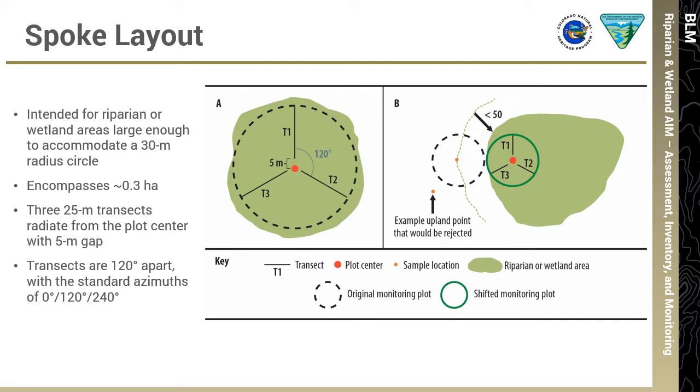Transects are 120 degrees apart, with the standard azimuths being 0 degrees, 120 degrees, and 240 degrees. If there is non-target habitat within the plot, the angle of the transects can be adjusted to avoid them. If this is the case, transects should be adjusted in small increments until they are fully within the target habitat, as long as they maintain a 120 degree separation. Adjust in whatever direction maintains transect azimuths as similar to the standard as possible.